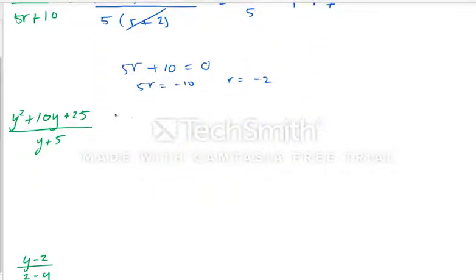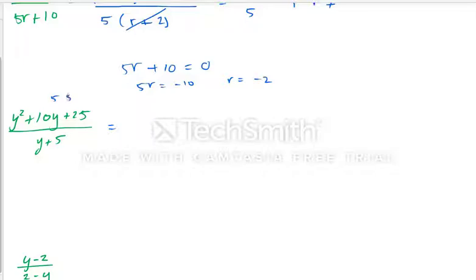Let's move on. Again, third example, we're going to factor it. So let's see. What two numbers multiply to positive 25 and add up to 10? So it's 1 and 25. I'm not going to write that down. 2, no. 3, no. 4, no. 5 and 5.